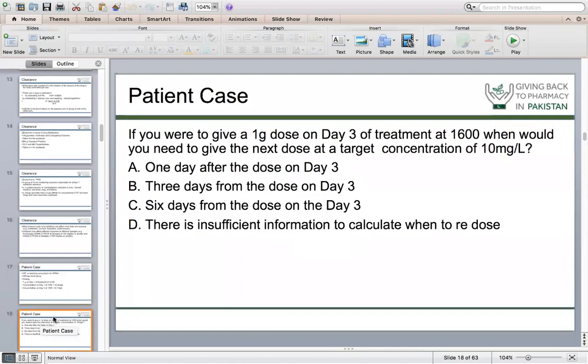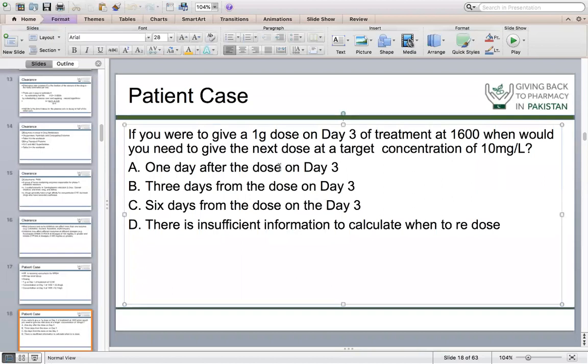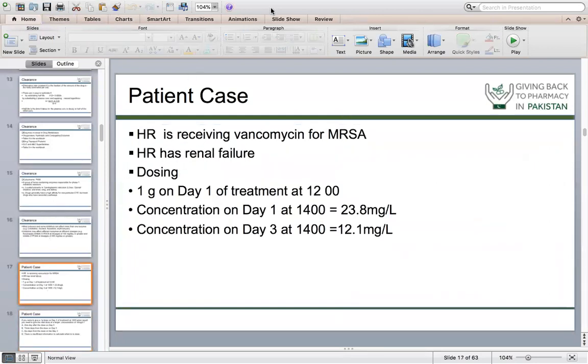If you were to give a 1 gram dose on day 3, you will wait 3 days and then give the second dose of treatment at 1600 hours. When would you need to give the next dose at a target concentration of 10 milligrams per liter? Any answers? Can you just try to solve this question? Anyone?